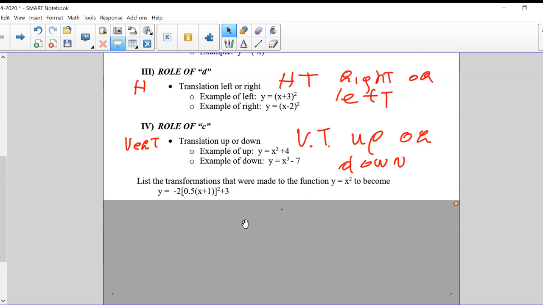Let's put this all together now for this particular function: minus 2, 0.5, x plus 1 squared plus 3. Bearing in mind that you're supposed to have done this before, can anybody tell me any of the transformations that are going on with this equation? I have a list of them under here, and I'd like to reveal them gradually. Okay? So who is first?